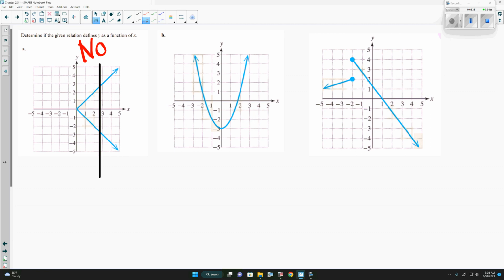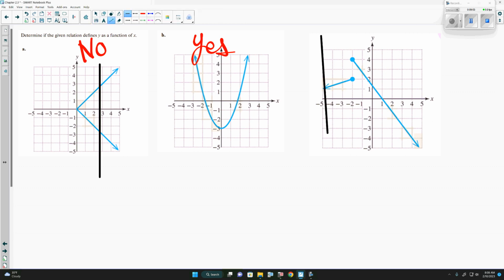How about letter B? Yes. Hopefully we should recognize B, that is a quadratic function. At least it displays what a quadratic function should look like on our interval. How about letter C, or the last one? No.